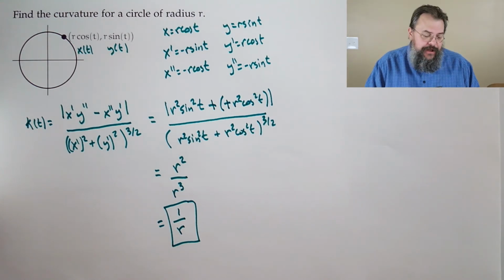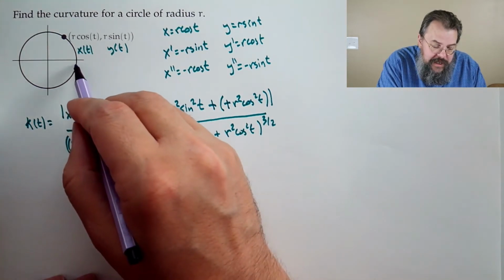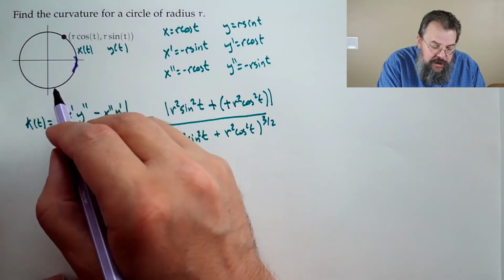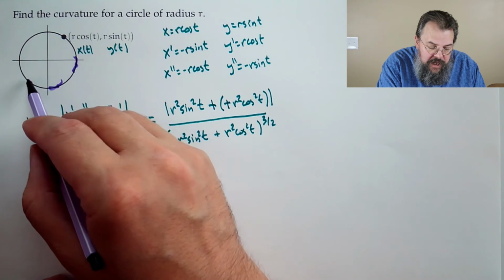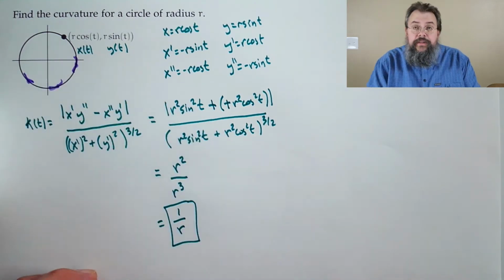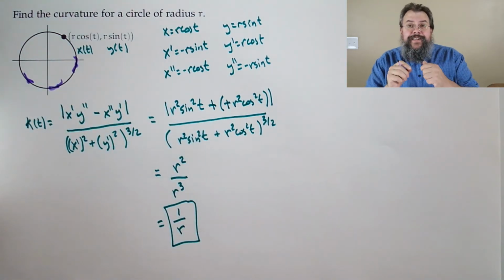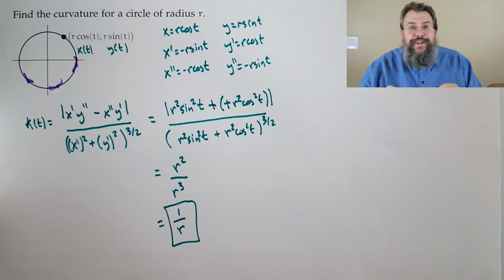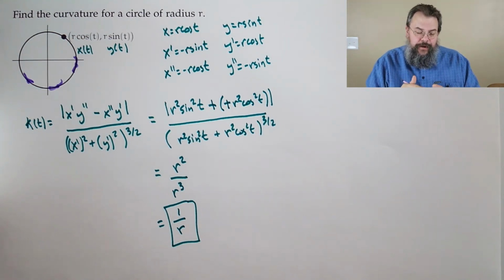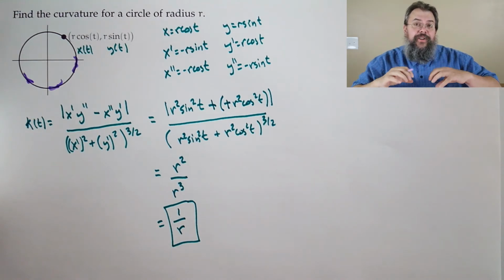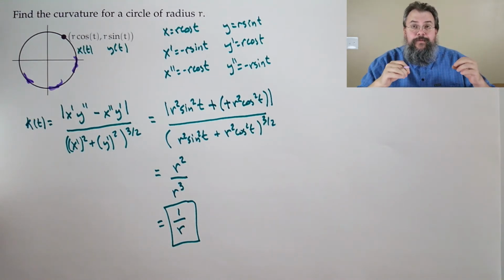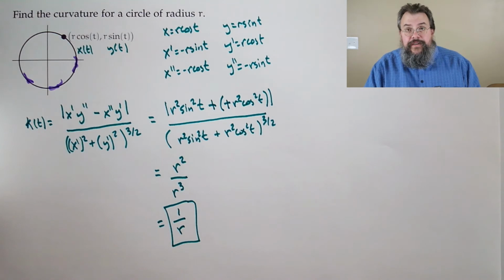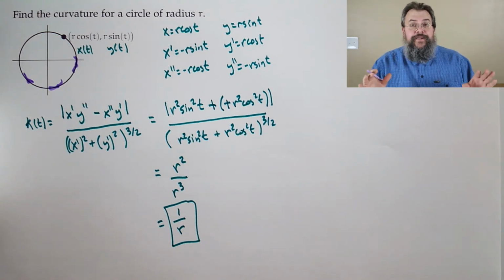Well, what does that mean? It means it doesn't matter where you look. In other words, the curvature over here matches the curvature over here, matches the curvature over there. They're all the same. And it makes sense because of that rotational symmetry. It shouldn't matter where we look. The curve looks identical everywhere. Any part of the circle looks like any other part of the circle. So it makes sense that there is no t.